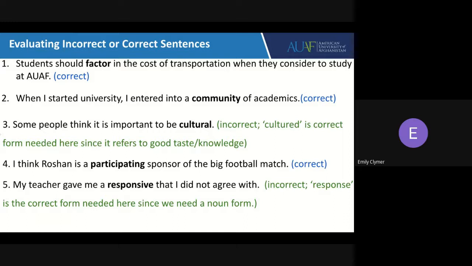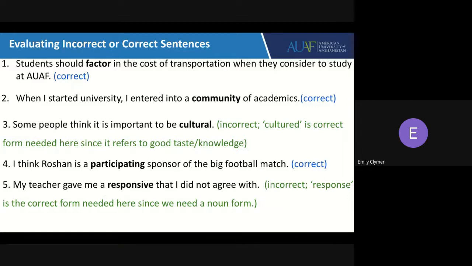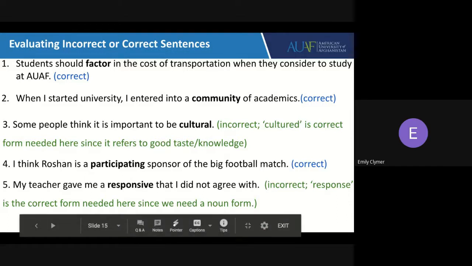How do we know we need a noun form? If we look here, there's a nice little clue. Would we use a, which is an indefinite article in English? What comes after it is going to be a noun or a noun phrase. And here would be an adjective form. So we'll need a noun.